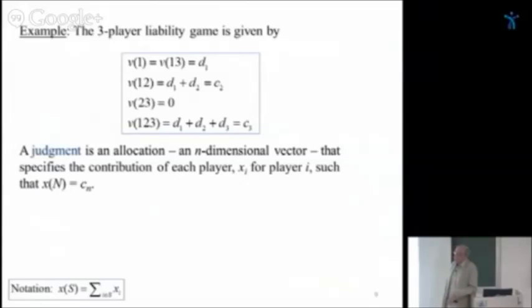So, of course, if you are familiar with airport games, you will see that there is a clear connection with airport games. A judgment is a vector that specifies a contribution by each player that covers the total cost. I use this notation in the slides to simplify the notation.